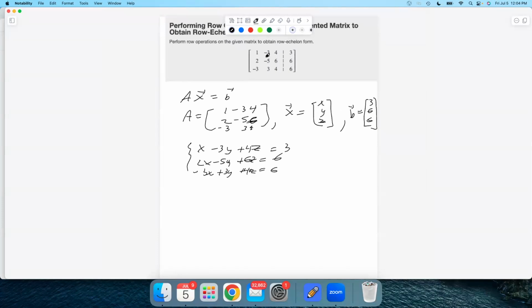Okay, so let's convert this to row echelon form. Just for completeness, let's rewrite the matrix here, the augmented matrix. Remember, you get the augmented matrix by taking your matrix A, all your coefficients, putting in this dashed line, and then putting the coefficient vector over here, which are all constants, in a column at the end.